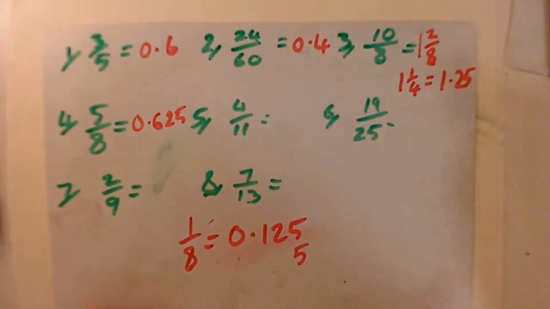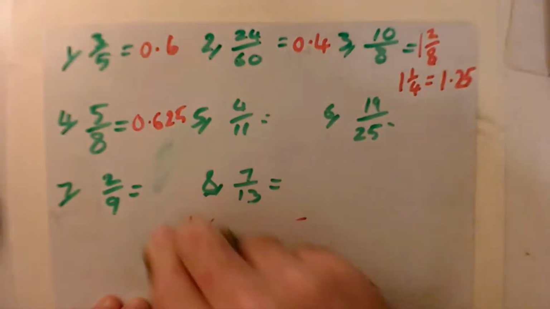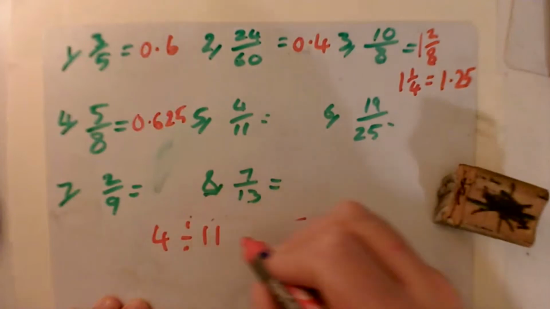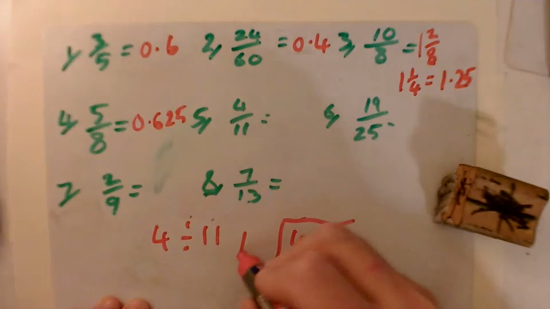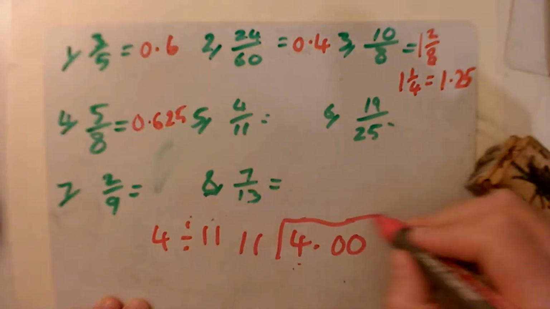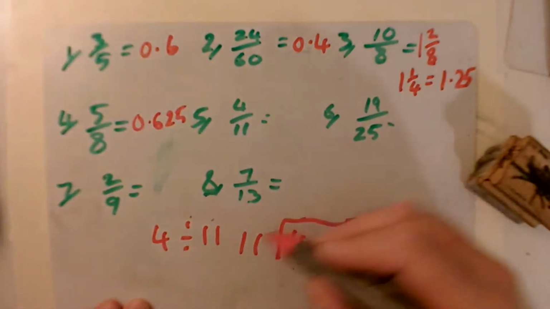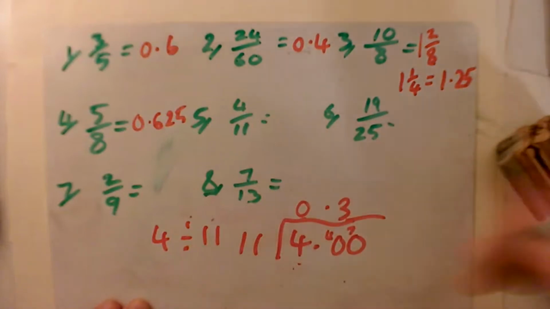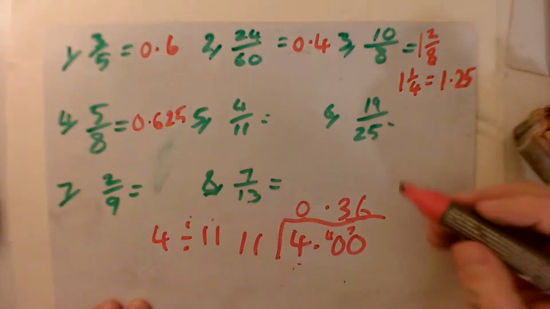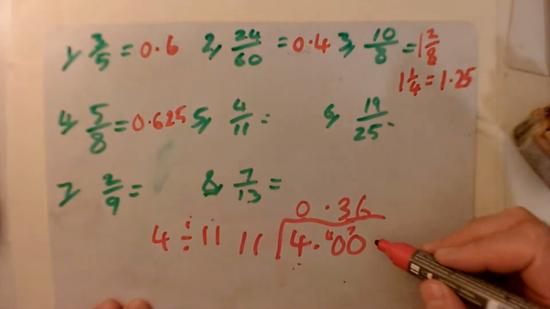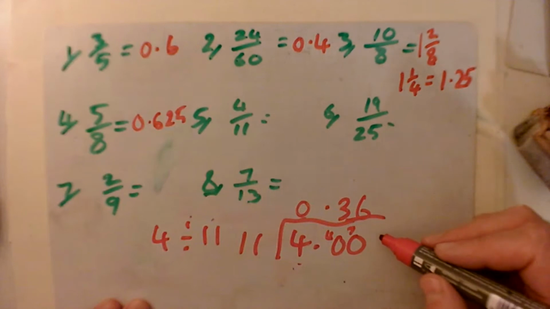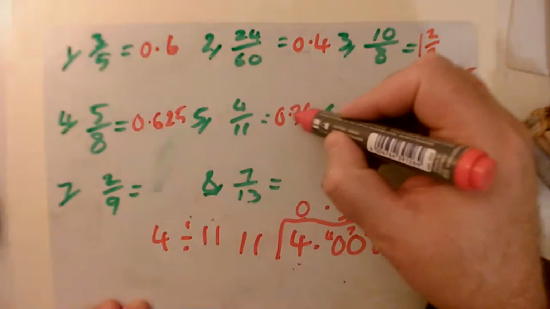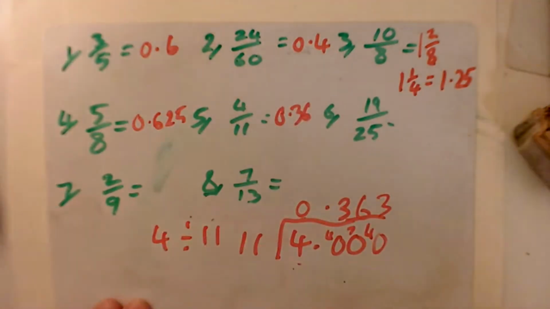Then we've got 4/11, and this is one where I'm definitely going to have to divide it, because 4/11 is 4 divided by 11. So I'm going to do 4 divided by 11. That's 0.36, carrying the remainders. Hope I haven't made a mistake there, rushing that.